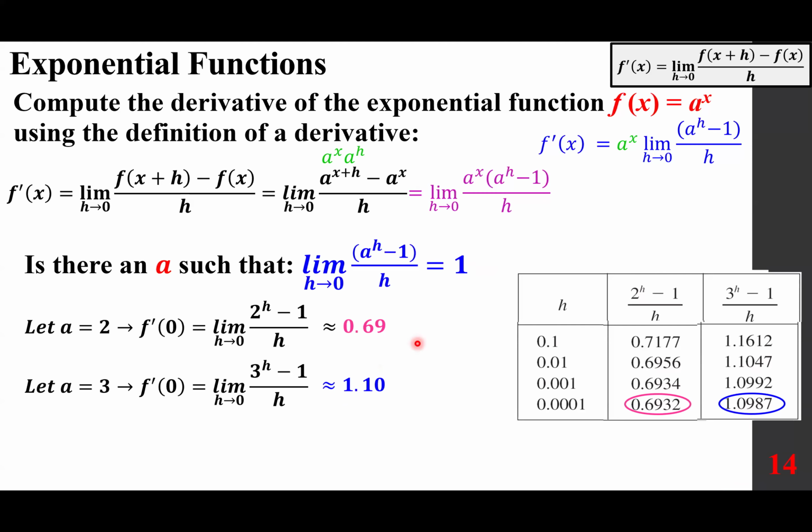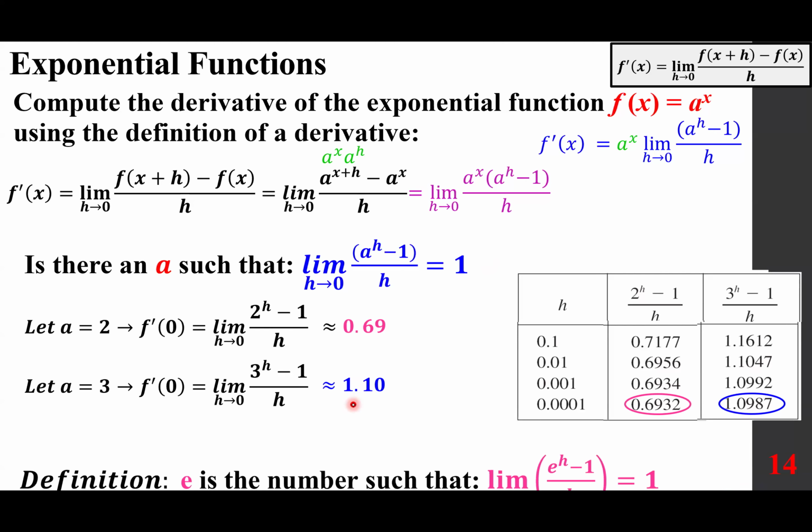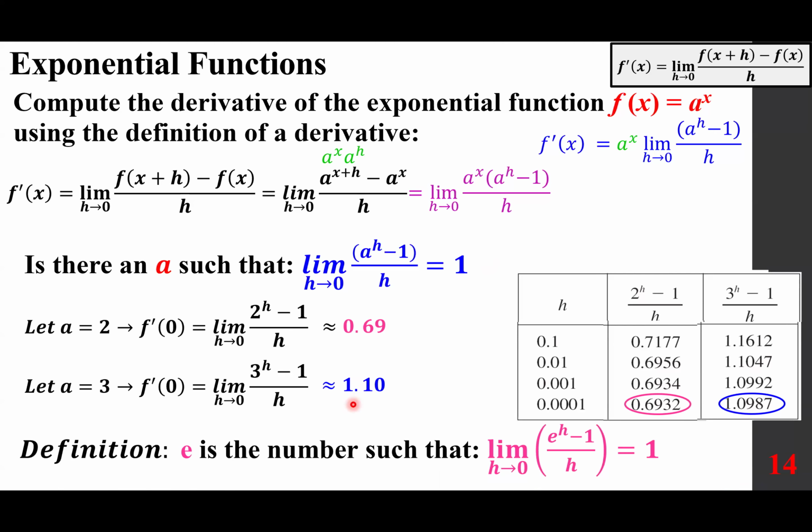But for sure, 1 has to be somewhere in between these two numbers. In fact, this is closer to 3 than 2 because this gives you 0.69 and that gives you 1.1. And as you know, this number is 2.71828, and it continues indefinitely. So this is by trial and error. So here's the definition. E is the number such that the limit of e to the power of h minus 1 over h as h approaches 0 equals 1. So that's the definition of e.